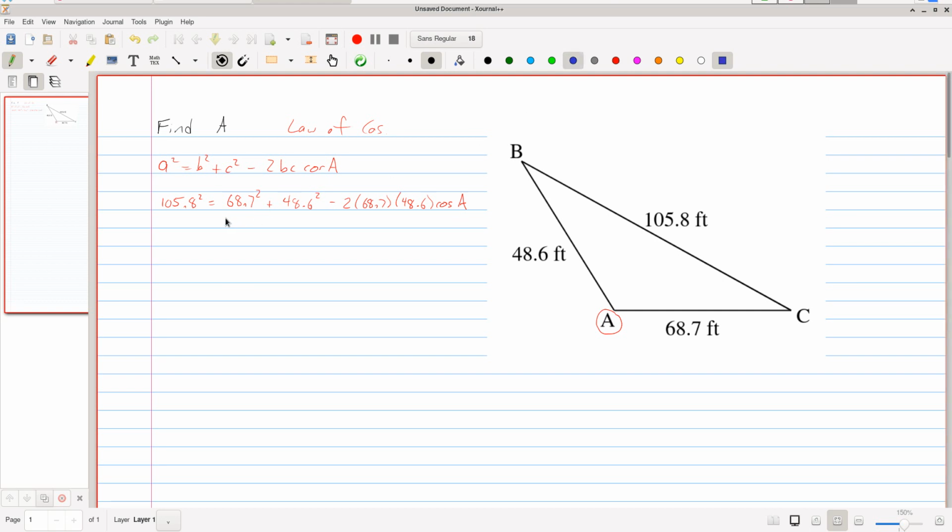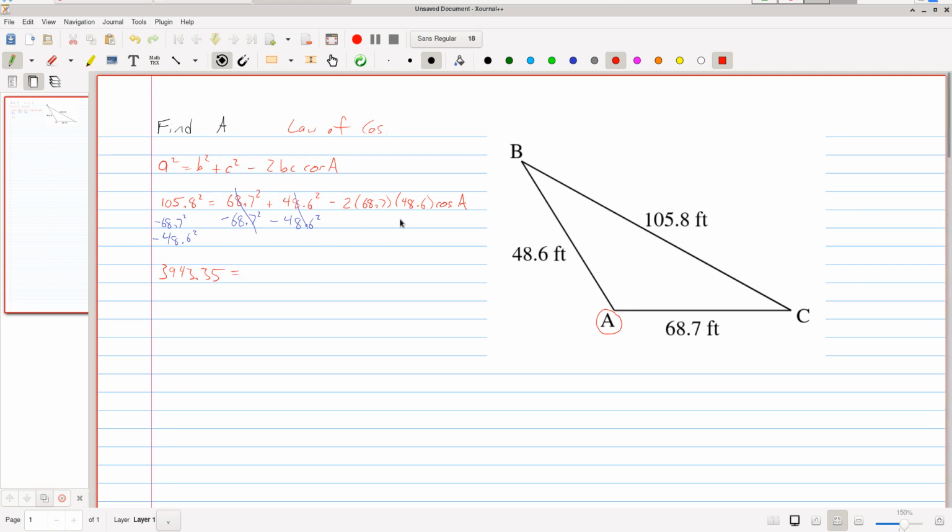So next up, I want to do as much of this on the calculator as possible in one step. So I'm going to begin by subtracting 68.7 squared from both sides of the equation and subtract 48.6 squared from both sides of the equation. So this way, on the right-hand side, these will cancel out. And on the left, when we evaluate all of this, we have 3943.35.